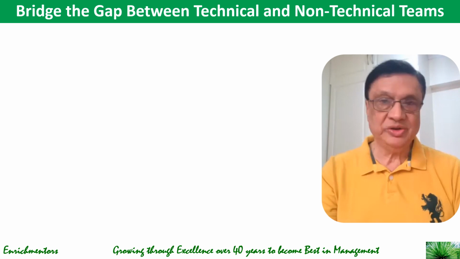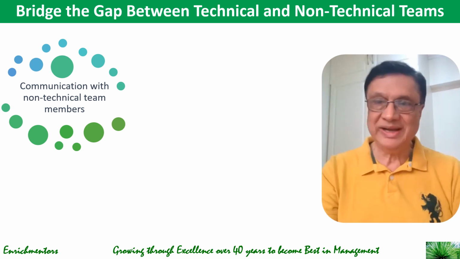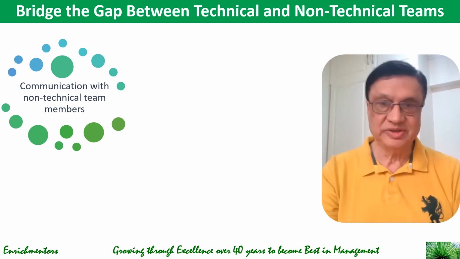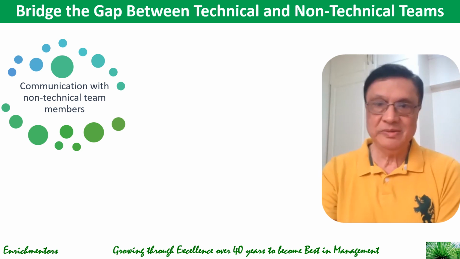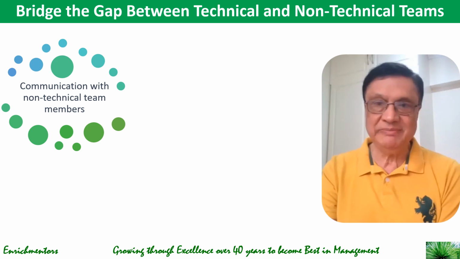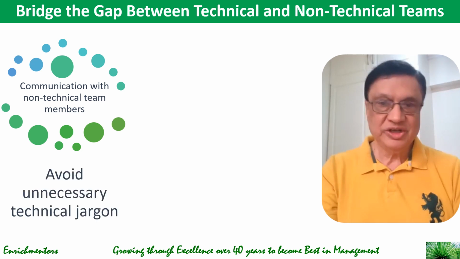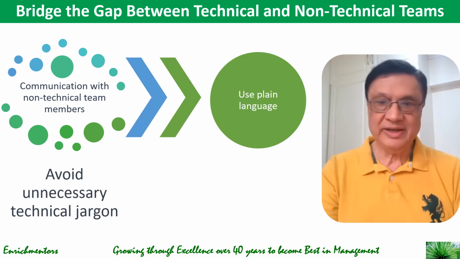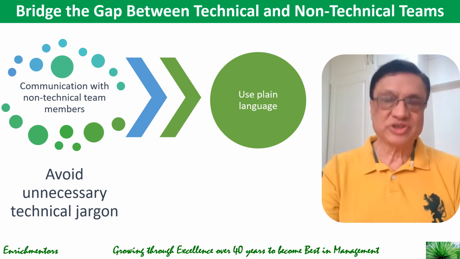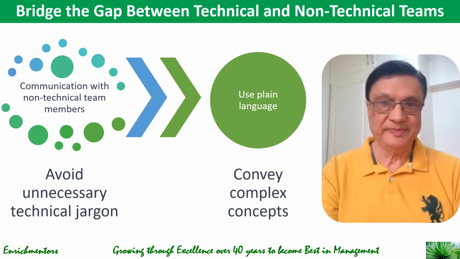And how can you do that? When communicating with the non-technical team members, you need to avoid the unnecessary technical jargons. If you are a part of the technical team, be conscious of the lack of technical knowledge on the part of these non-technical team members, and use simple words. Use plain language to communicate and convey the complex concepts. So simpler the language is, better the communication will be.